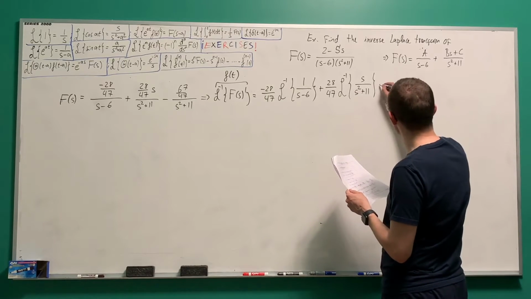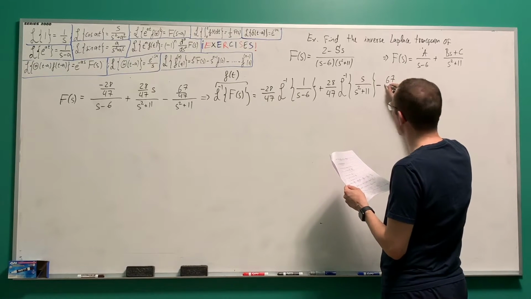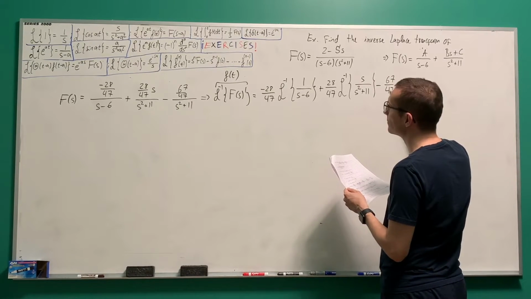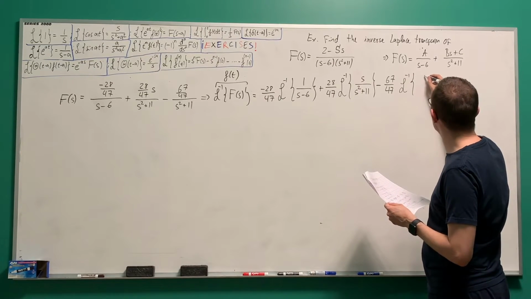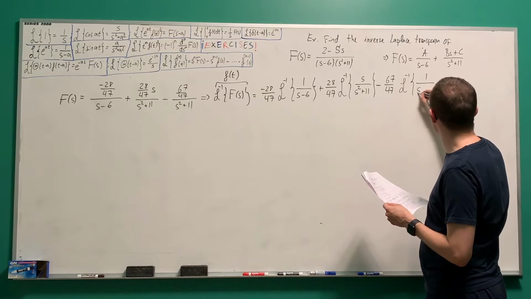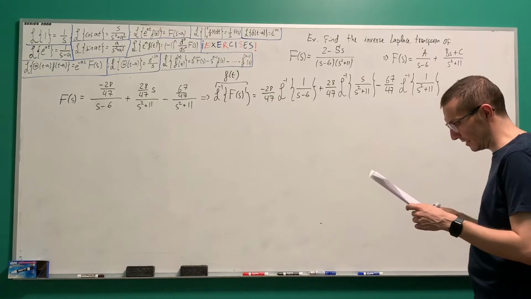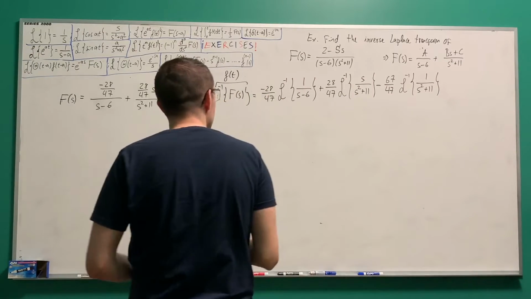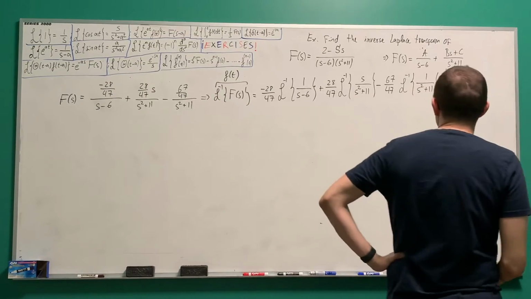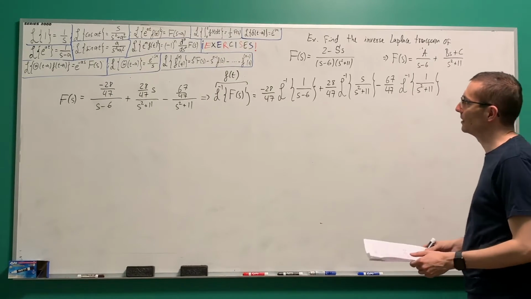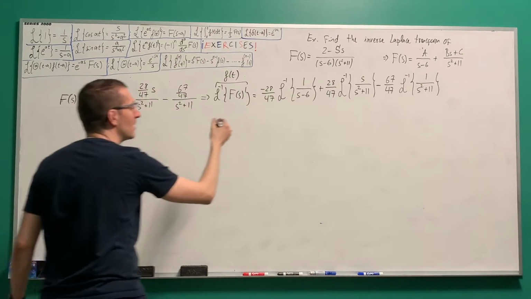Now, finally, minus 67 divided by 47 inverse Laplace of 1 over s squared plus 11. Wonderful. So, let's see what we have here. Let's identify terms. Now, the first one looks like an exponential. Let's just number them.